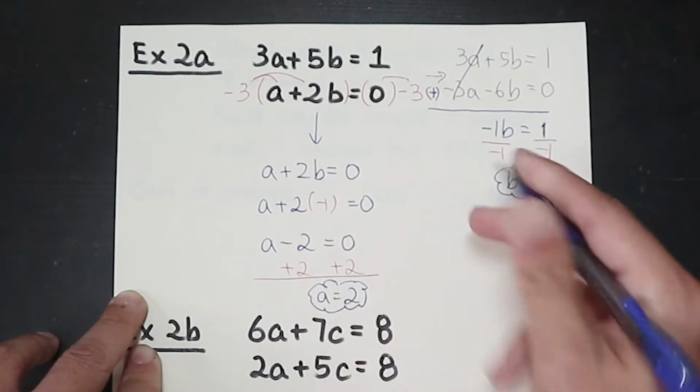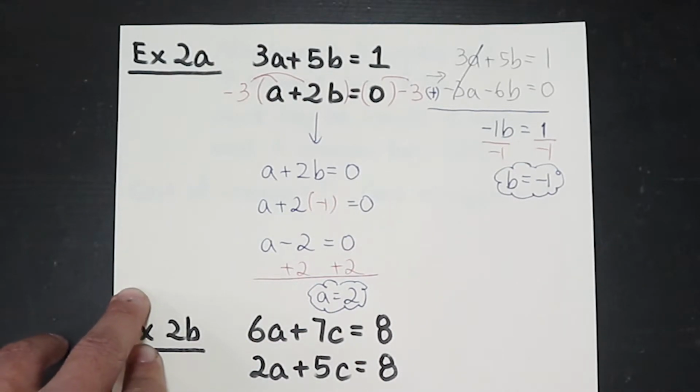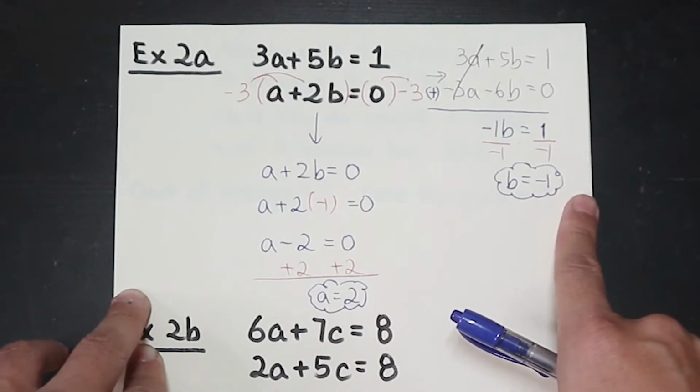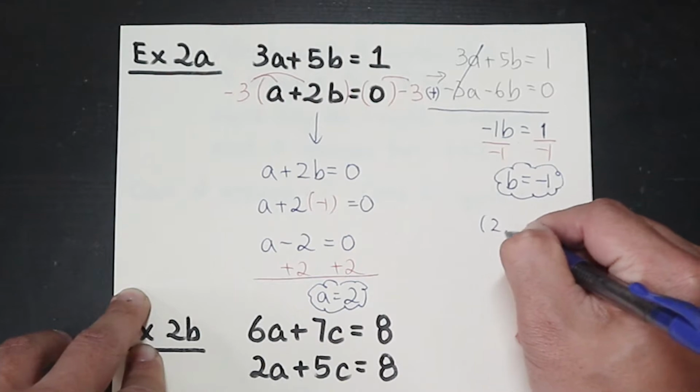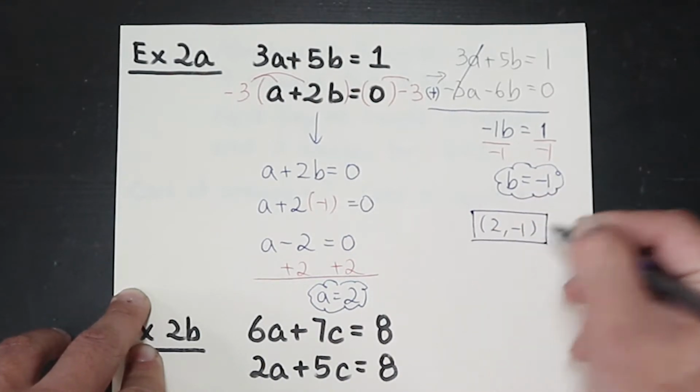So that means when you combine these, you're like, well, they're not x and y. How do you write it as an ordered pair? Well, you're going to put them in alphabetical order. So between a and b, a comes first before b. So you're going to write it as 2 comma -1. And that's your final answer.